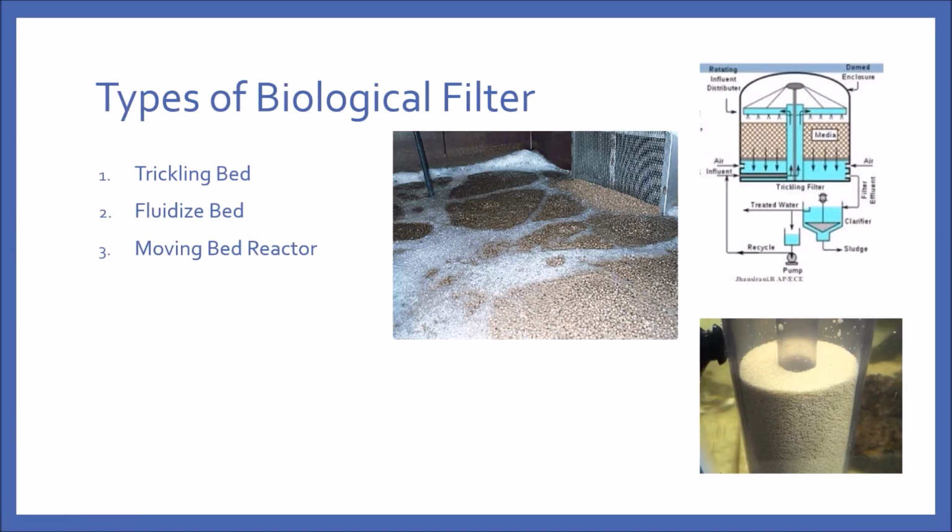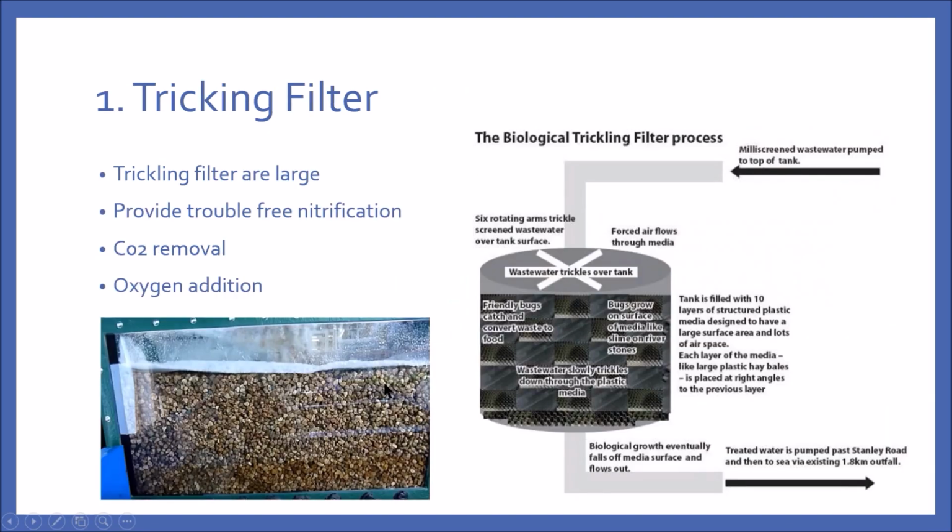There are often very different types of biological filters. They can be in a form of trickling bed, which is commonly found in wastewater industries due to their huge size. And we have what we call fluidized bed, that is commonly used in a cold water freshwater application. And lastly, we have the moving bed reactor, which is commonly used in the saltwater application. Firstly, let us talk about trickling filter.